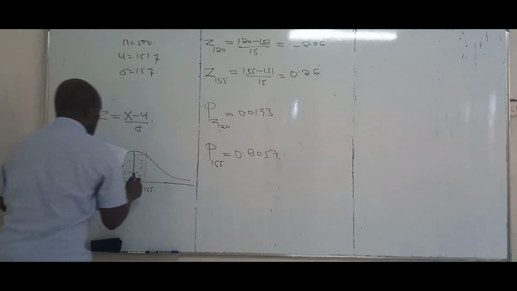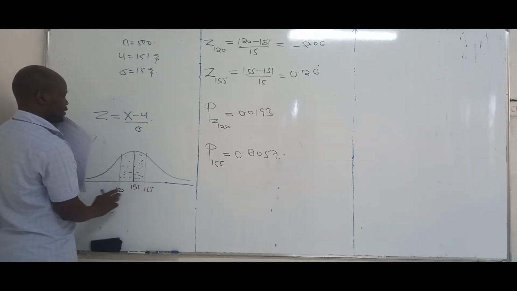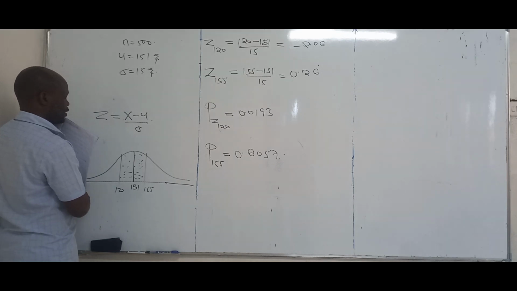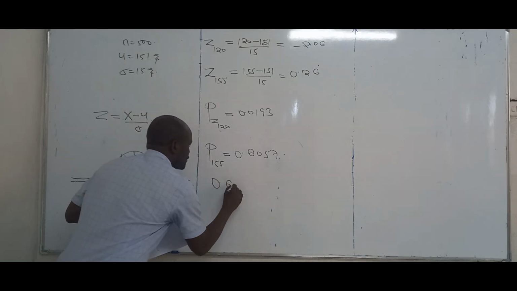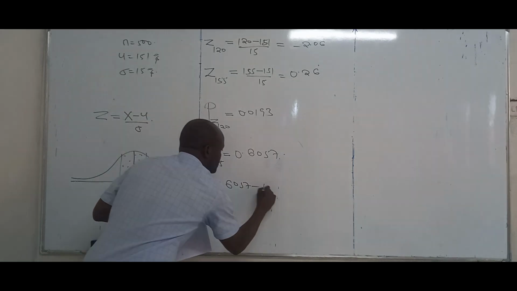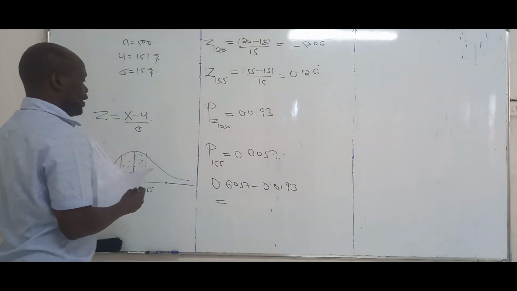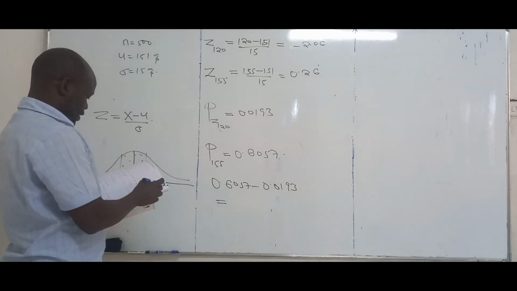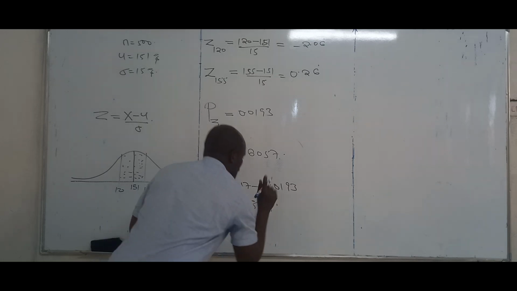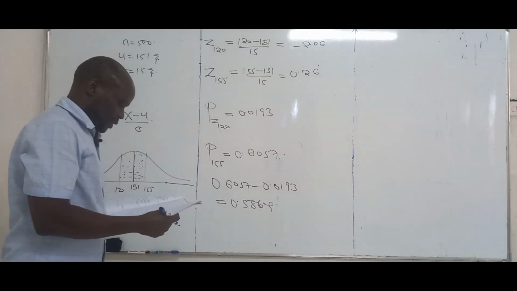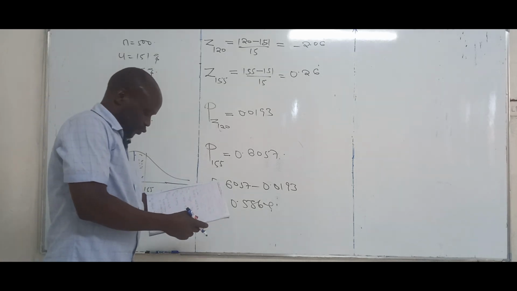So that's why I will have to subtract the area from the tail to 155 and then subtract from it the area from the tail to 120. And that's why we'll have 0.6057 minus 0.0193, and that difference, if you work it out, is about 0.5864. You need to be confirming this with your calculators so that you get the confidence of working through.